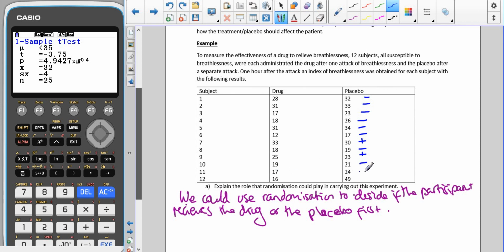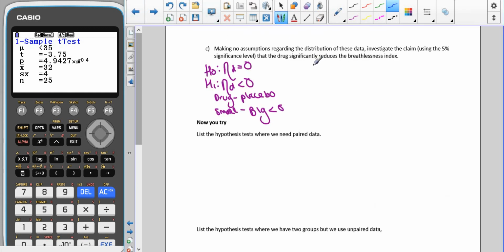17 minus 24, I'd get a negative number. And 16 minus 49, I'd get a negative number. So there we have 10 minuses. So the total of our minuses is 10. The total of our pluses is 2. So the total number of pieces of data that we're still looking at is 12.